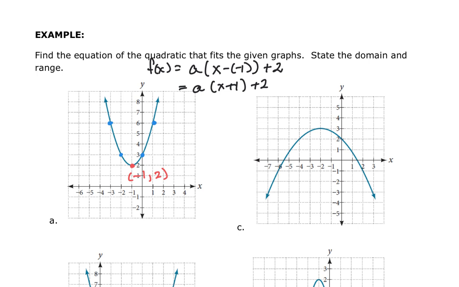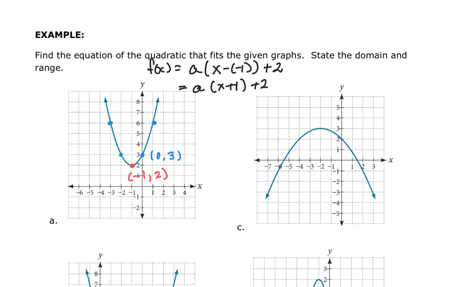And if I can use a point that's on the y-axis, I will. If it crosses the grid mark nicely, I will use that. And this one it does. It's going to cross the point (0, 3). So what I'm going to do is put this point into this function.